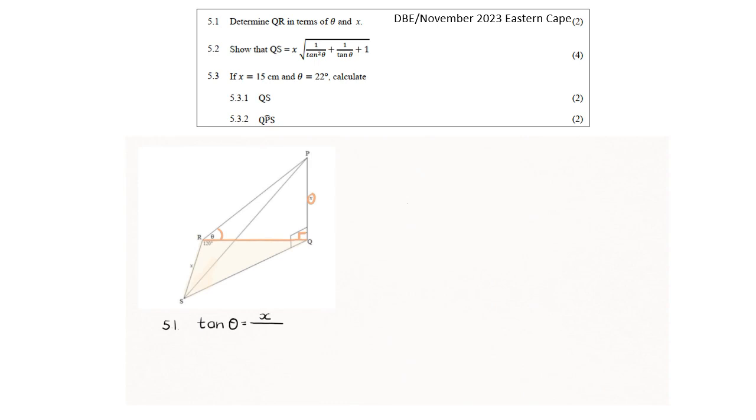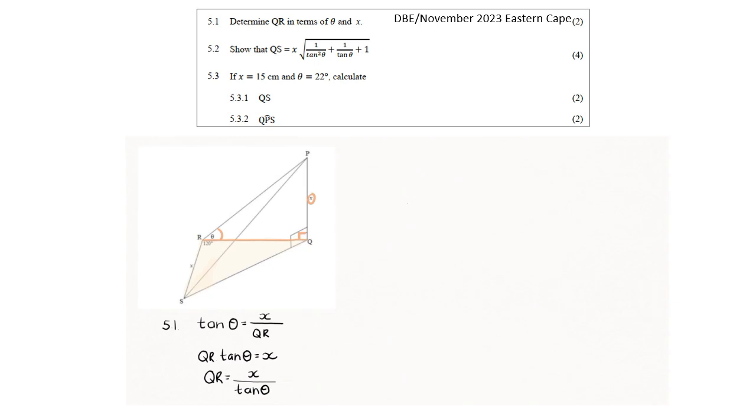And now we simply have to make QR the subject of the equation, and then we get that QR is equal to x over tan theta. And this question counted 2 marks. You get 1 mark for tan theta equals x over QR and 1 mark for the correct answer.